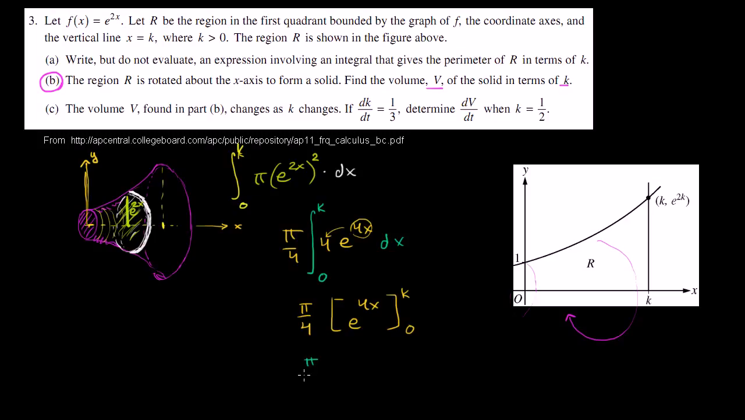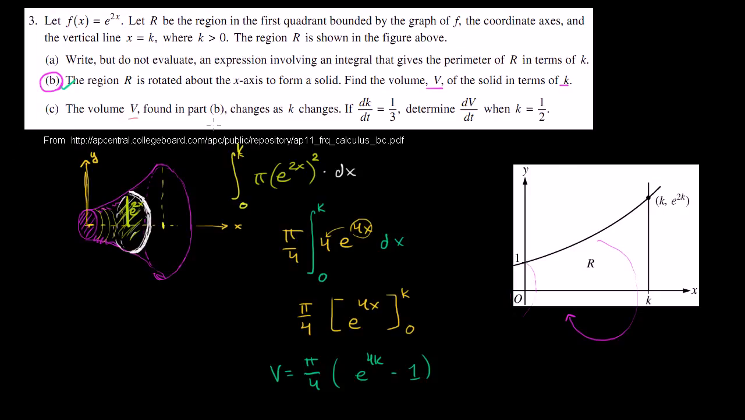So this is going to be pi over 4 times e to the 4k minus e to the 4 times 0, which is e to the 0, which is 1. So this is our volume, pi over 4 times (e to the 4k minus 1). And so that is part B. We did that. Now part C, I think we have time for this.